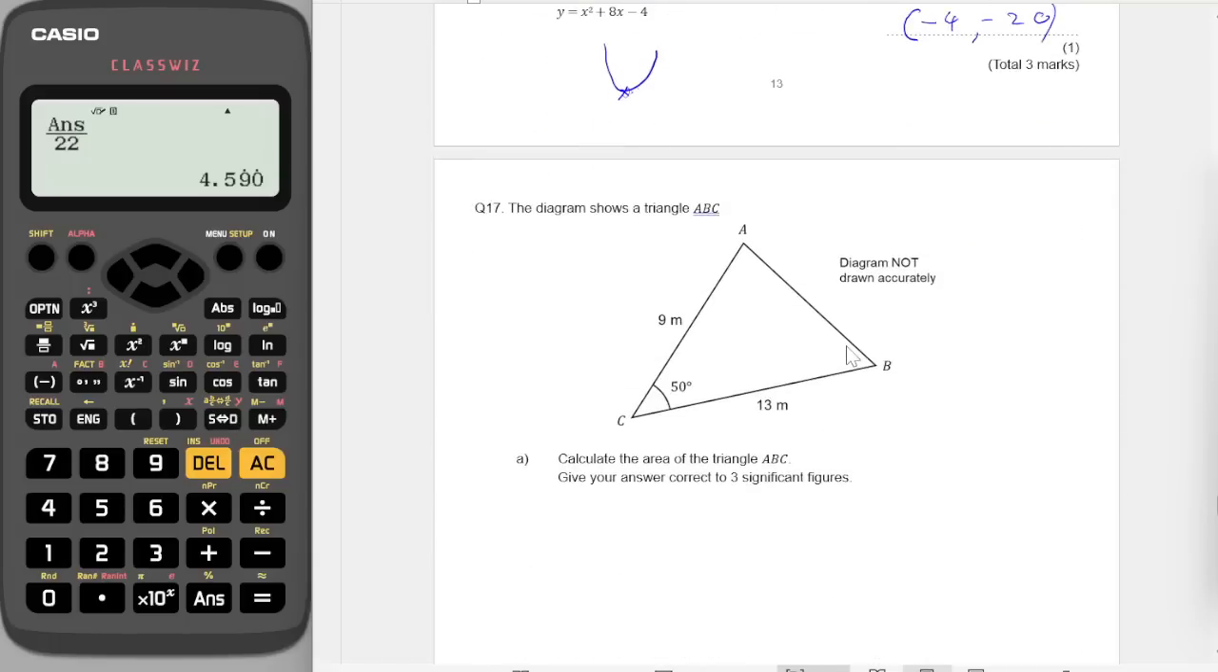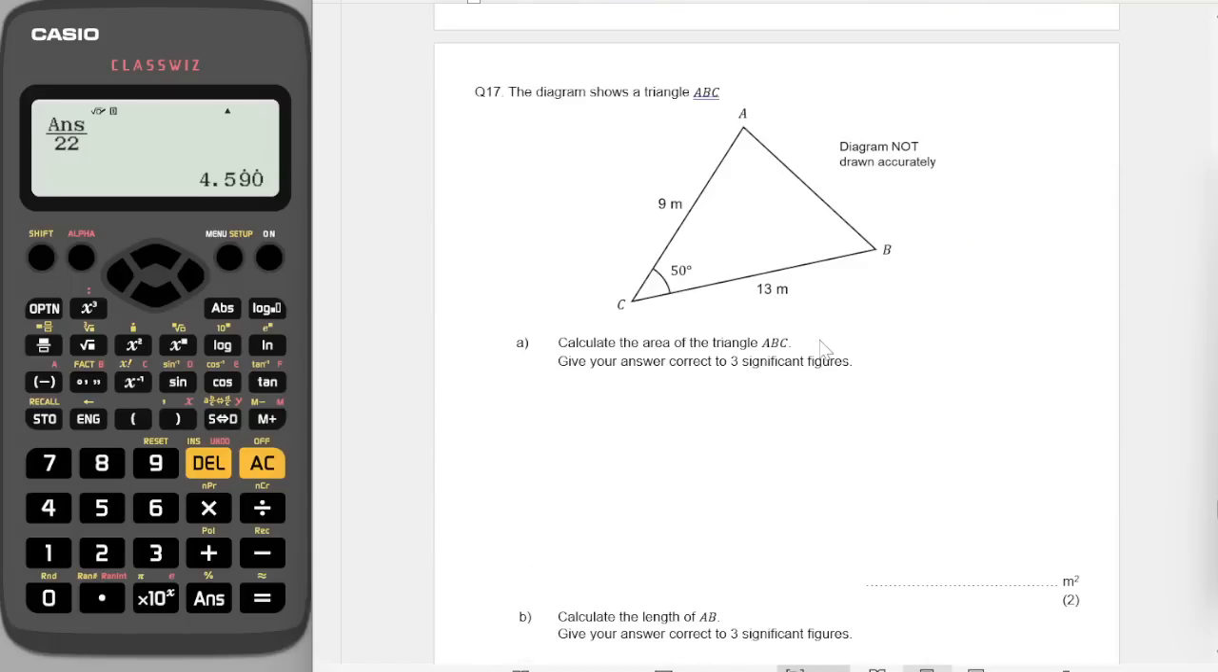Right, question 17, the diagram shows the triangle ABC. Calculate the area of the triangle ABC correct to 3 significant figures. So a 2-mark question implies that it's not too detailed. So we should be able to do it straight from the trig formula for area. So half ab sine C.